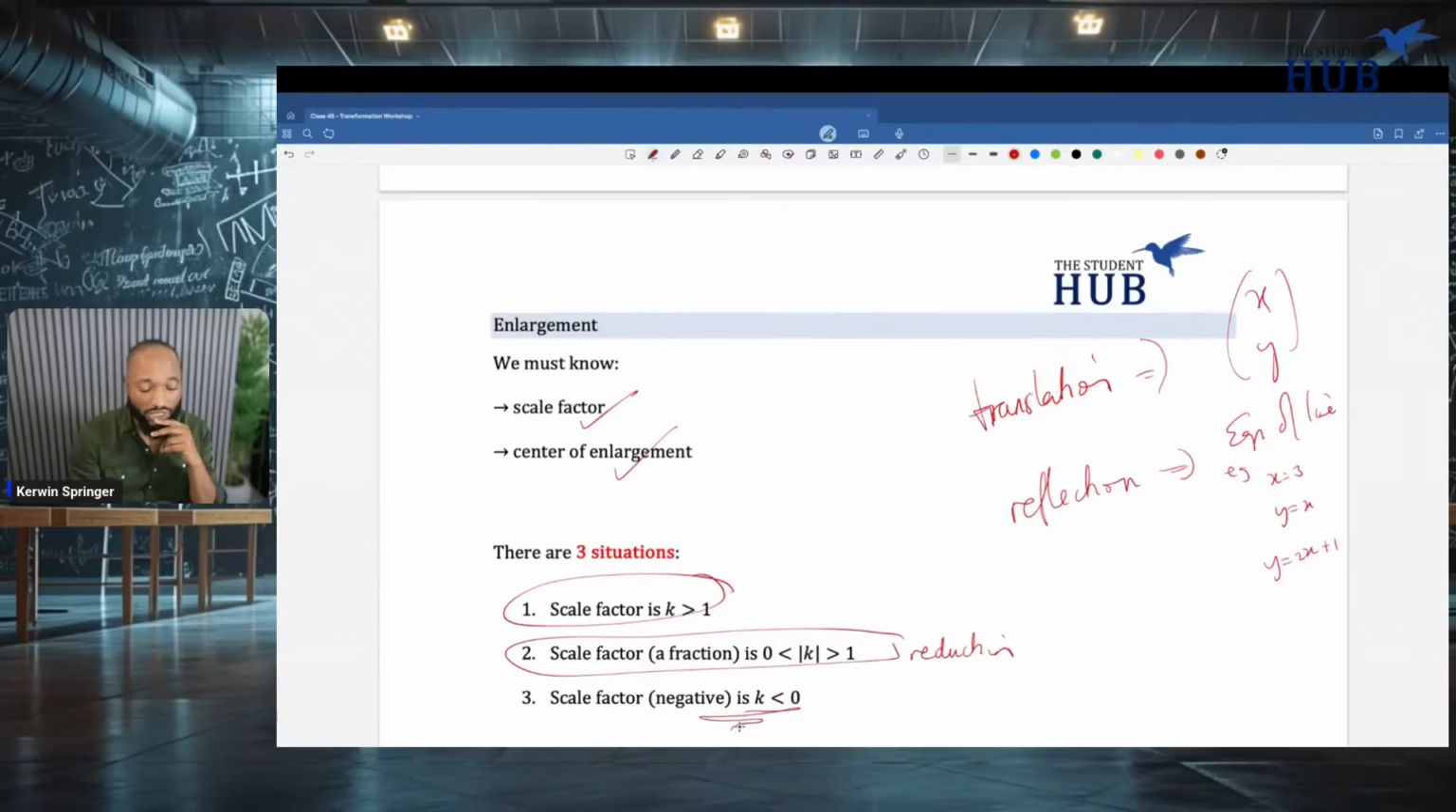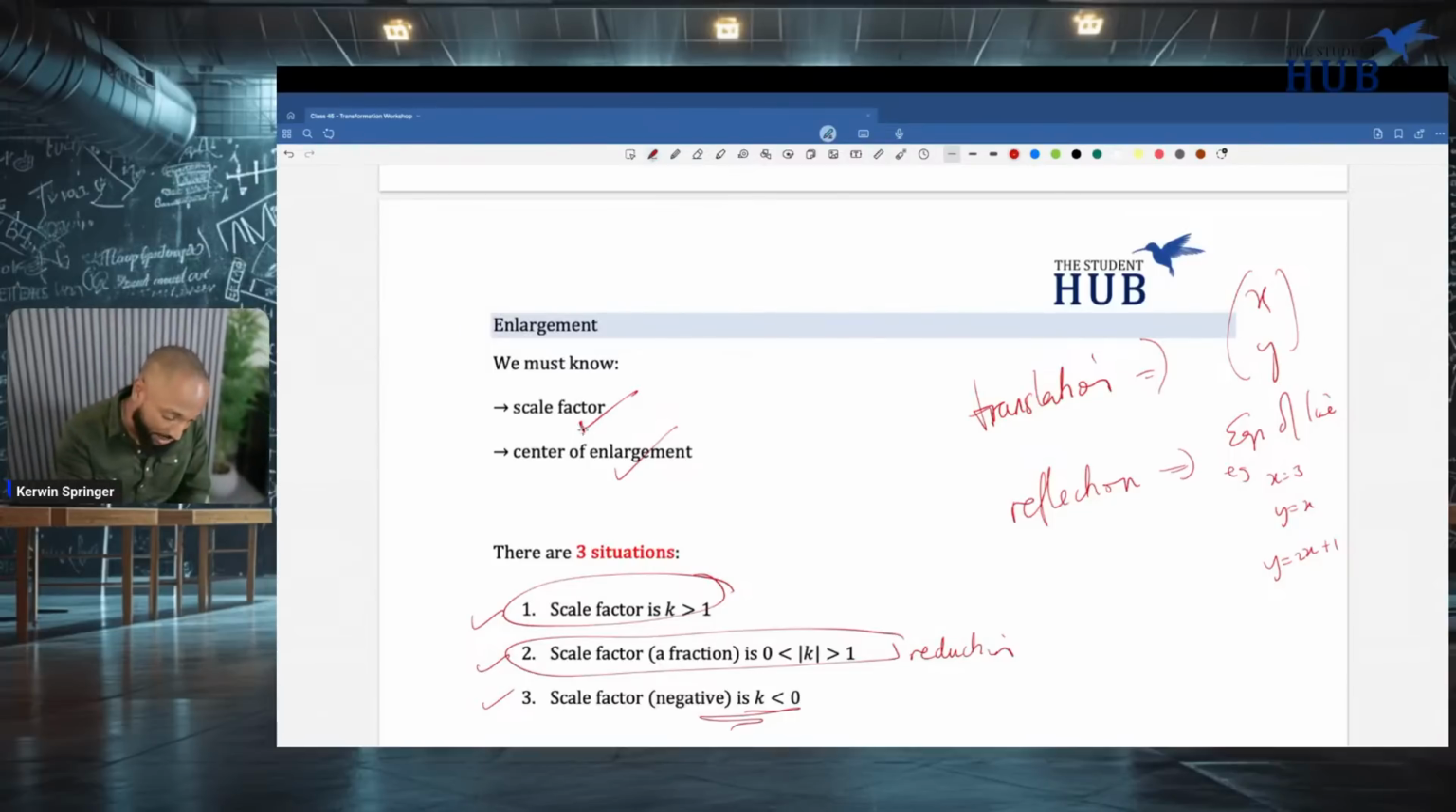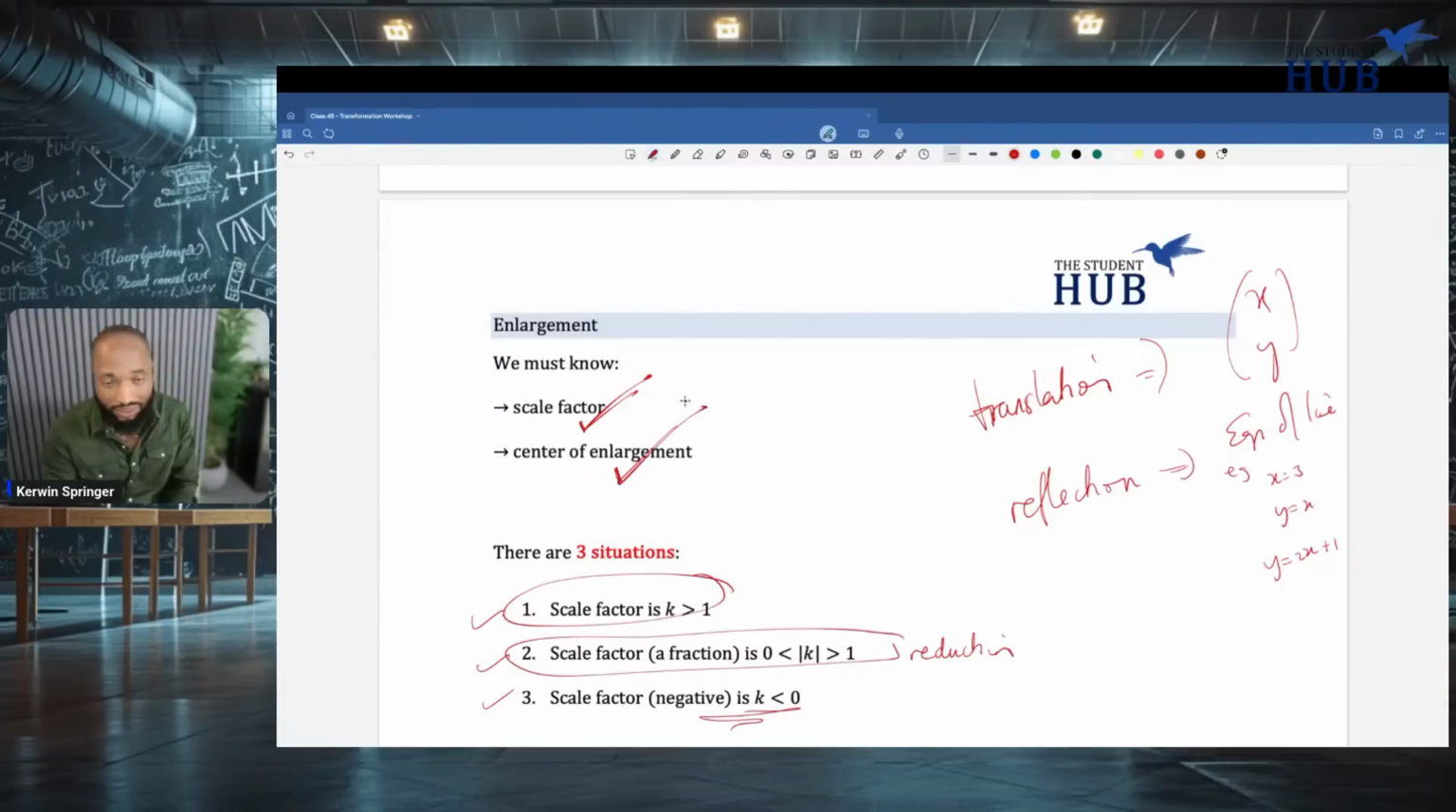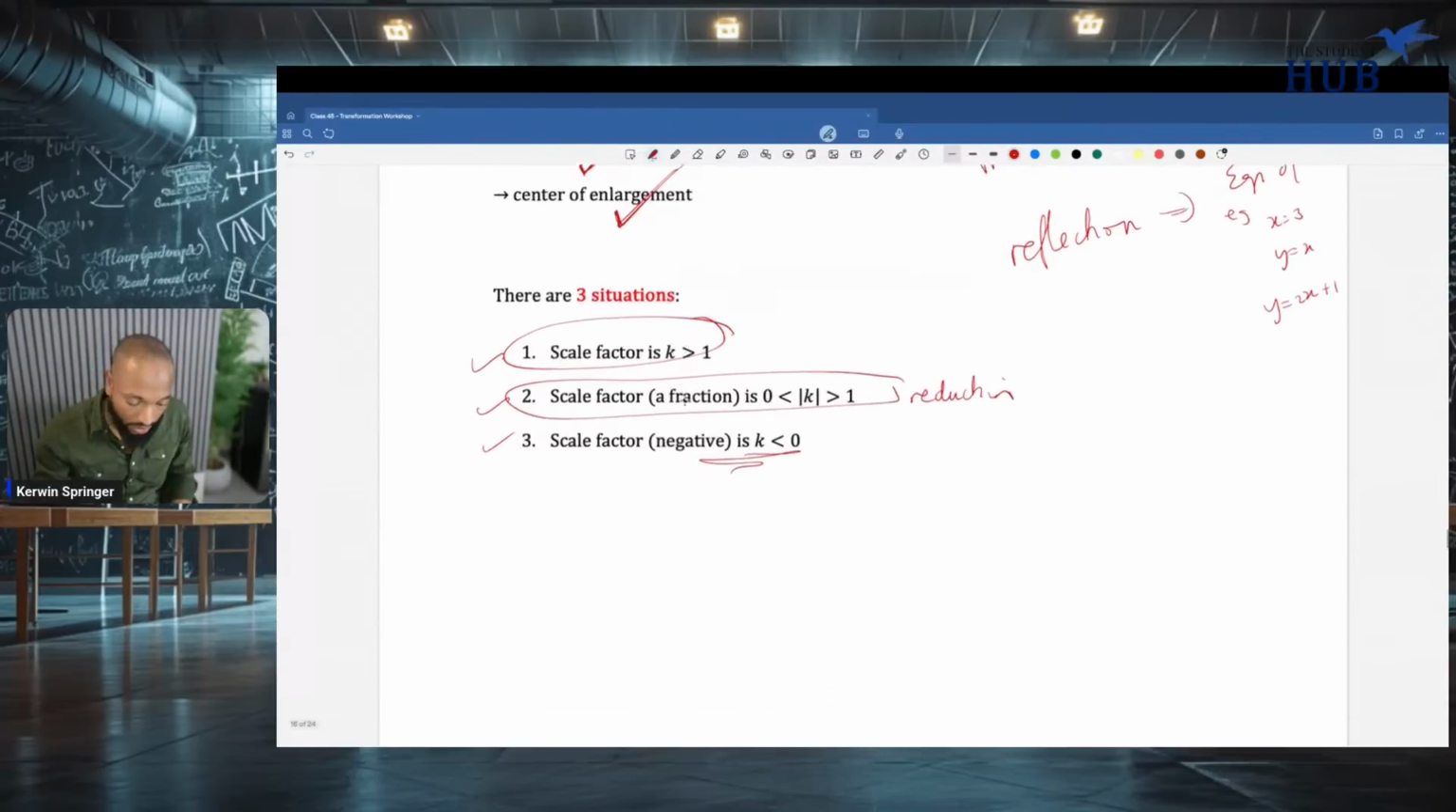What happens here? These are the 3 situations we want to look at. All of them have come for CXC already. So it can be a flip of a coin. But you need to know the scale factor and you need to know the center of enlargement. Center of enlargement, easy. Let's check.